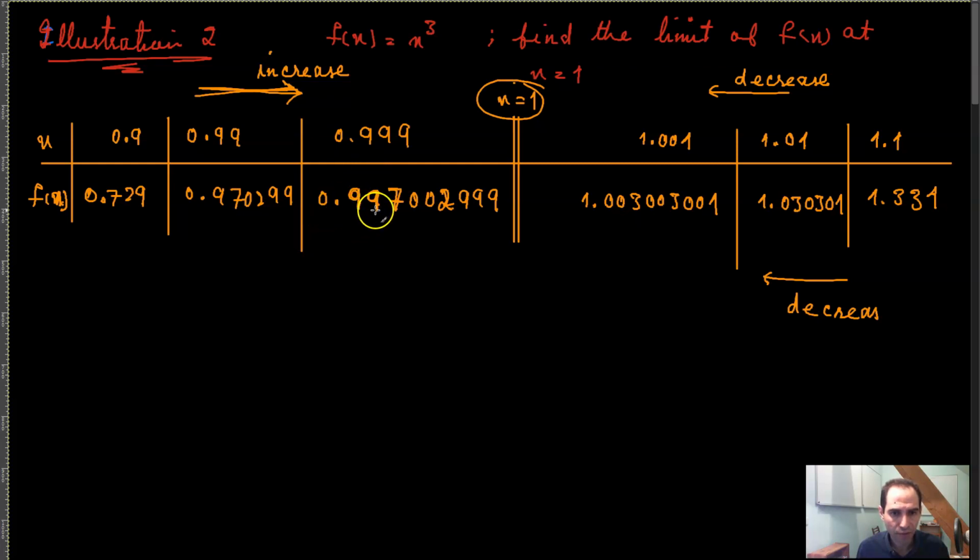And the value of the function is getting closer and closer to 1. So from this, we can deduce that the value of f of x at x is equal to 1 should be something greater than this value and something less than this value, and that is having the assumption that between 0.999 and 1.001 nothing dramatic happens in the output of the function.